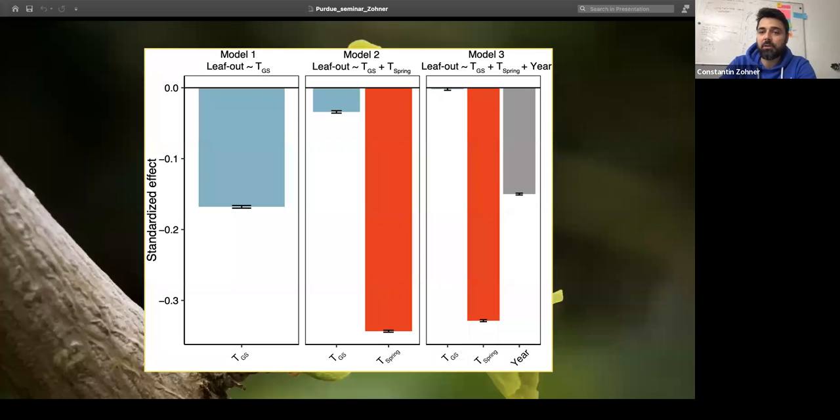So we're left with spring temperature being a very important driver, and year seems to have an effect, which means there is a temporal trend in leaf out happening that we can't only explain by spring temperature, or at least the way spring temperature is calculated here. But at least this effect of growing season temperature of the previous year completely disappears. So there's one driver less that we have to consider now, which is nice.